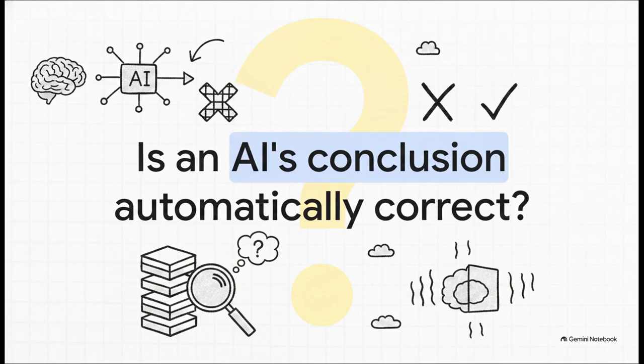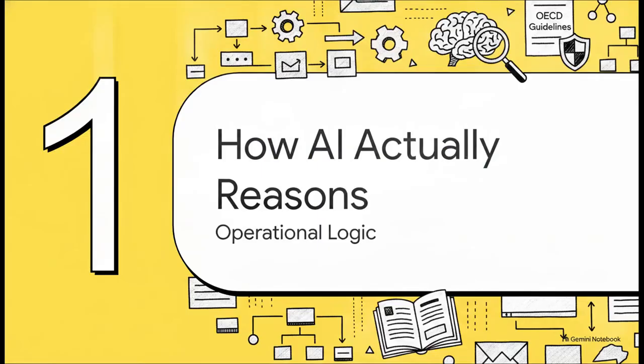People tend to treat AI reasoning like it's exactly the same as human reasoning, assuming the machine just sort of gets the big picture. But as we're about to see, taking AI output as the absolute, unquestionable truth without actually checking its evidence, yeah, that's a huge misunderstanding. Section 1. How AI actually reasons.